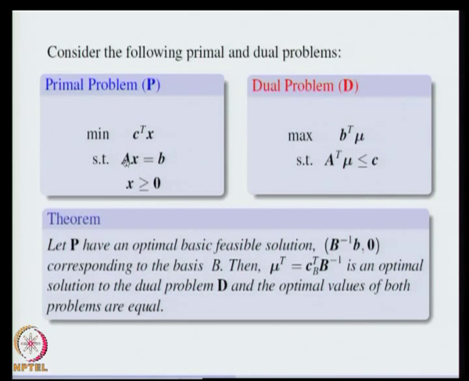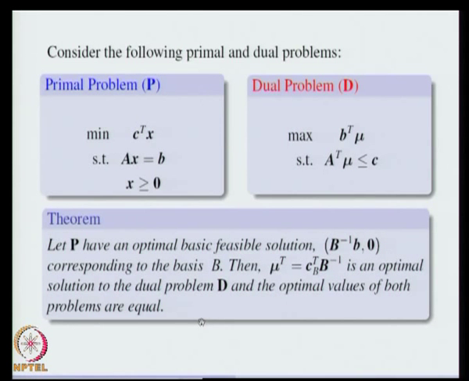Note that A is partitioned into two matrices B and N, and similarly the cost vector c is also partitioned into two vectors c_B and c_N, and that c_B along with this B inverse gives us the optimal solution to the dual problem, and the optimal values of both the problems are equal. That is true because of the strong duality theorem, because in this case we assume that both the solutions exist.